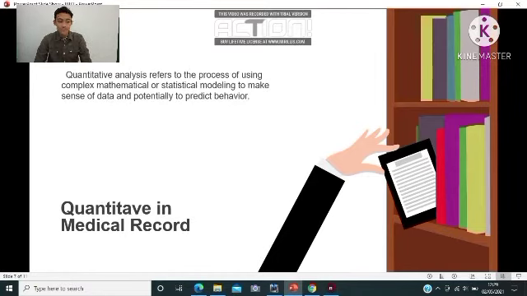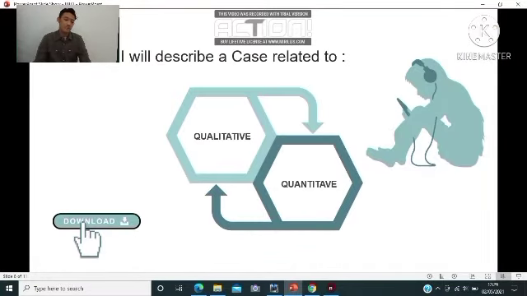Quantitative in medical records. Quantitative analysis refers to using complex mathematical or statistical modeling to make sense of data and the potential to predict behavior. As a result, the unprecedented pattern-finding power of quantitative analysis is remaking the healthcare industry. And now we will describe a case related to qualitative and quantitative analysis.